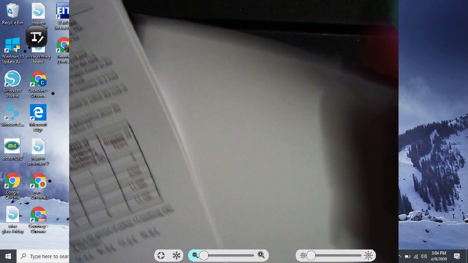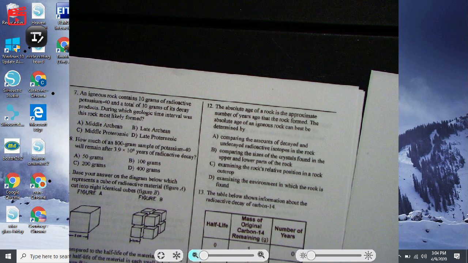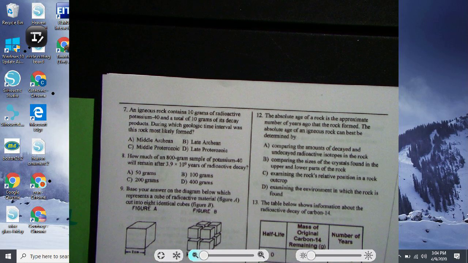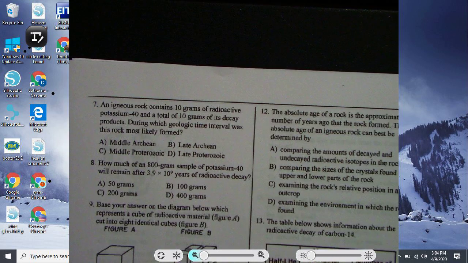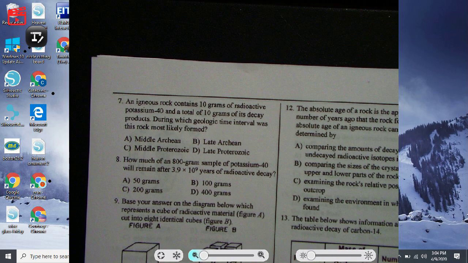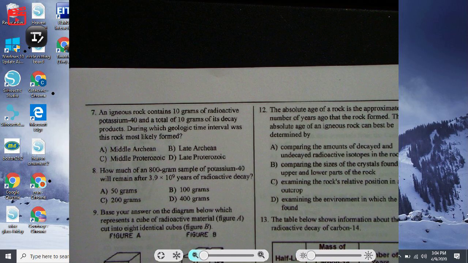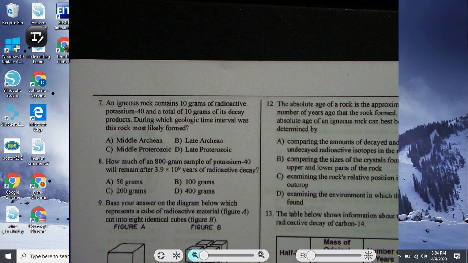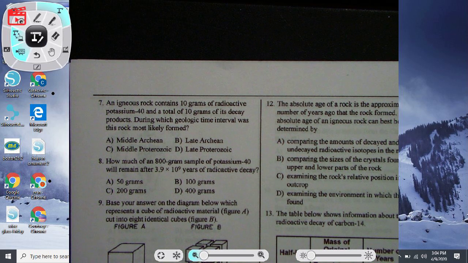All right, so it says an igneous rock contains... There we go. Now we can see. An igneous rock contains 10 grams of radioactive potassium-40 and a total of 10 grams of its decay product. During which geologic time interval was this rock unit most likely found? Well, I'm going to pause and come back with a reference table because, even in my infinite wisdom on earth science, I can't do this without a reference table.